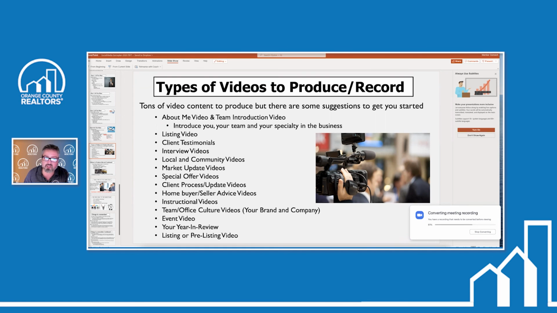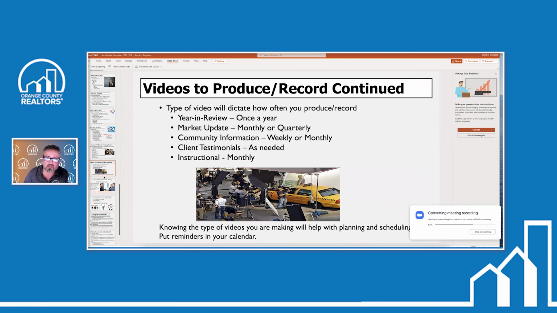Now, based on their videos here, that's going to dictate how often you're going to record these, right? Like your year in review videos, how often you're going to do that? Once a year. Your market update videos might be a monthly or a quarterly video, talking about the market, talking about the local areas and what's going on in those areas. Community information could be weekly or monthly, depending on how often you like to walk around and market yourself to get clients. Client testimonials are as needed because not everybody here today has got an escrow going, right? Instructional videos should definitely be monthly. Knowing the types of videos that you're going to be making is going to help you plan out your schedule.